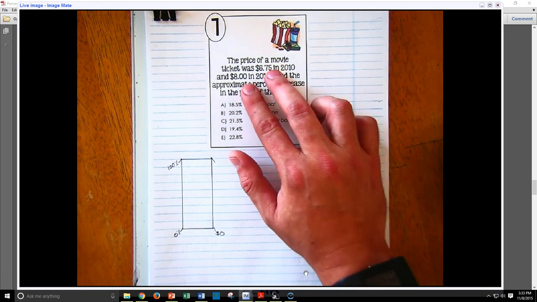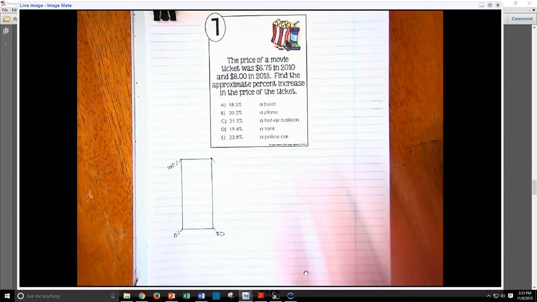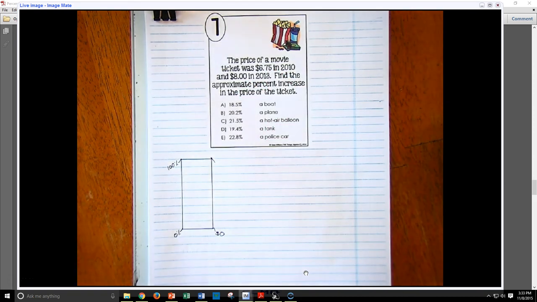We have two prices being given to us. So you may wonder, well, which one's considered to be full price? Because in 2010, the full price was $6.75. And in 2013, the full price was $8. But we're looking at change. So we want to know what was the first amount that we had. That's going to be considered our original, or our 100%.